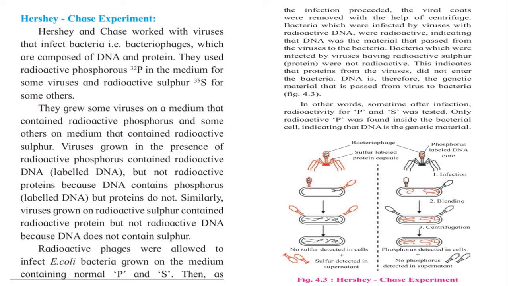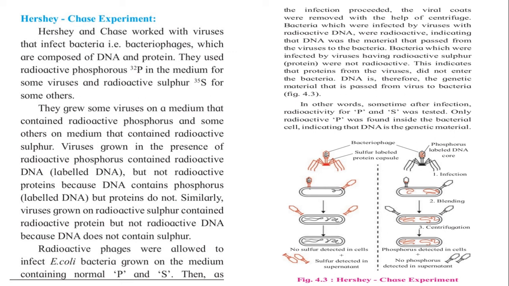They grew some viruses on the medium that contained radioactive phosphorus and some others on medium that contained radioactive sulfur. Viruses grown in the presence of radioactive phosphorus contain radioactive DNA but not radioactive protein, because DNA contains phosphorus but protein does not. Similarly, viruses grown on radioactive sulfur contain radioactive protein but not radioactive DNA, because DNA does not contain sulfur.